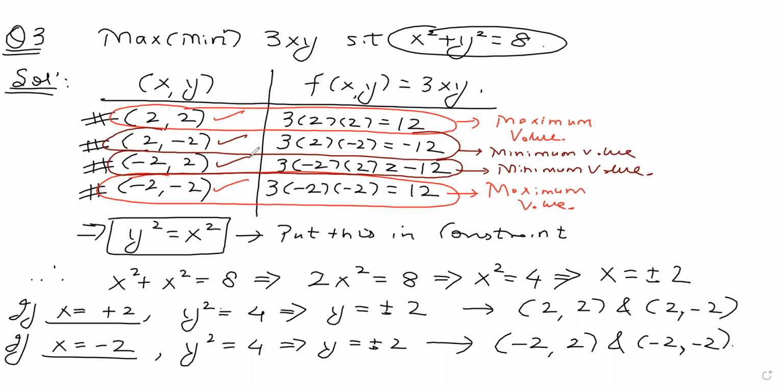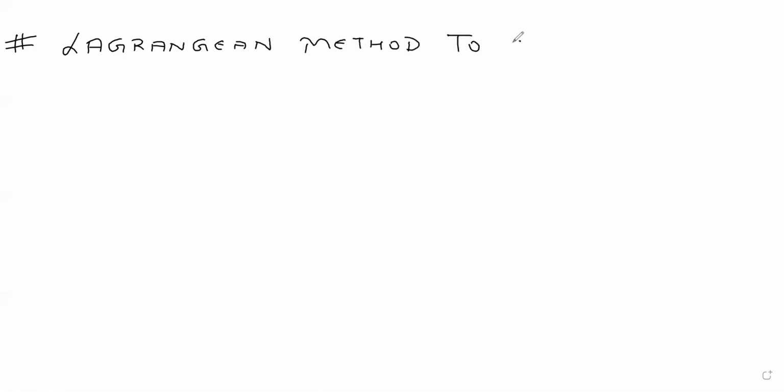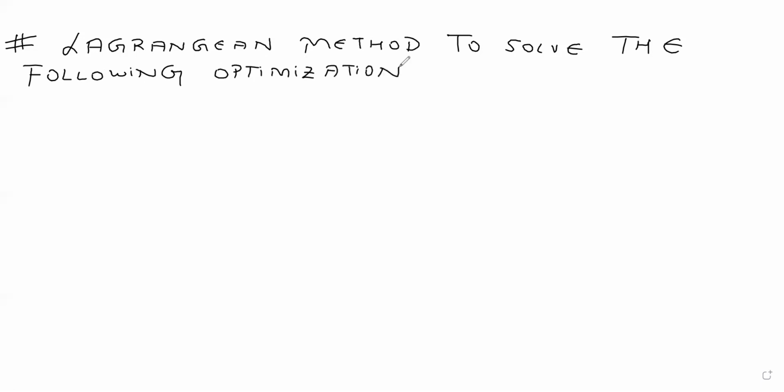Okay, now this was one particular way of solving the constraint optimization problem. Let's now look at the next method, which we call the Lagrangian method, to solve the following problem. Lagrangian method. This is another method we use to solve constraint optimization problems.